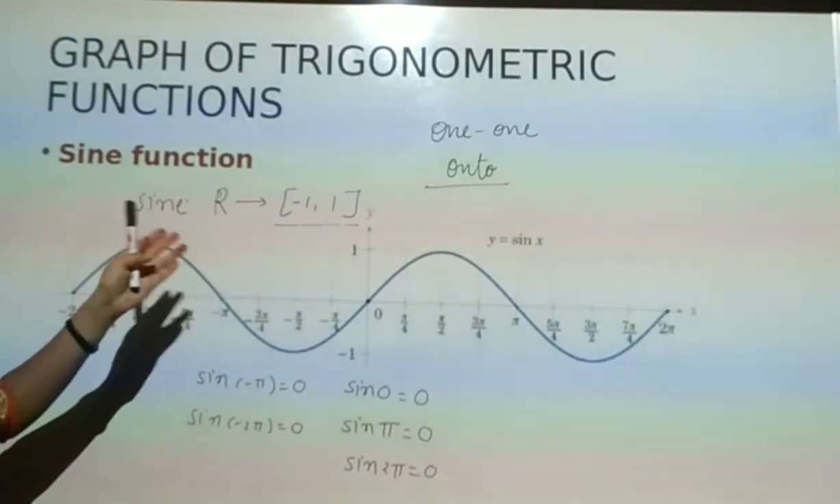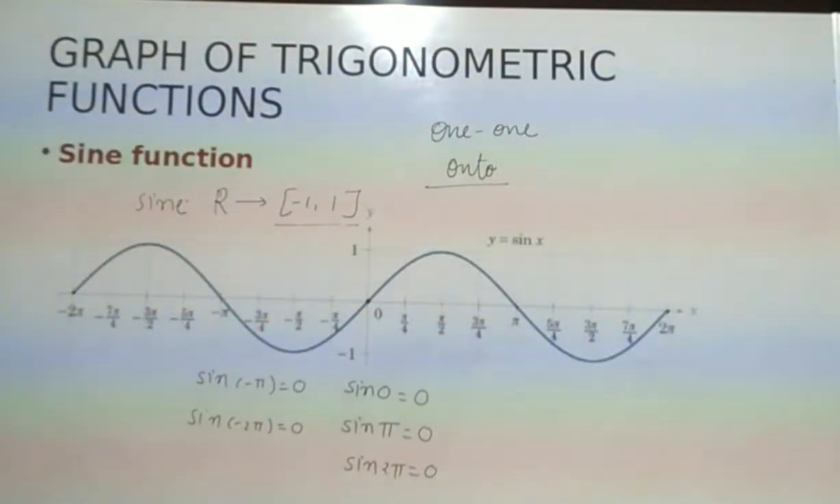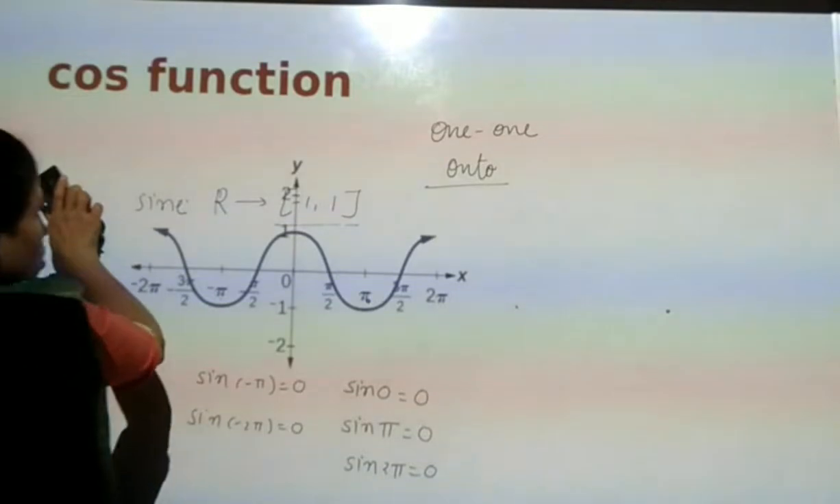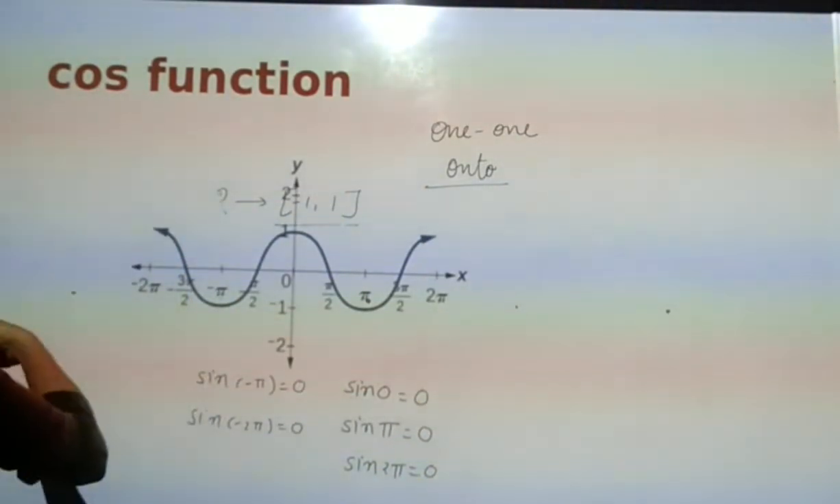Similarly you can check whether cos is one-one or not. So let us see the graph of the cos function. Here you can see students, this is the graph of the cos function. Cos is again a function from R.